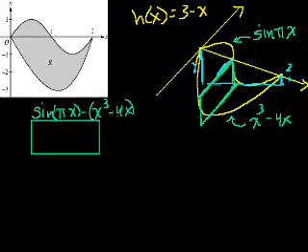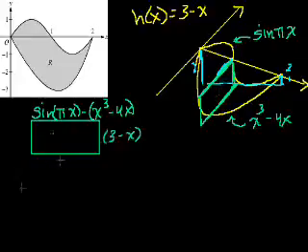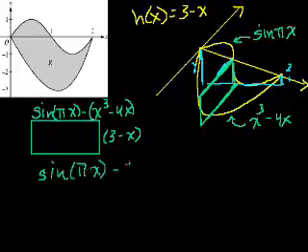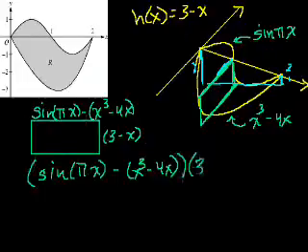And what's going to be the height right here? Well, they told us the depth of the pond at any point is 3 minus x, whatever x value we're at. So this is going to be 3 minus x. So the area of this cross-section of the pond is going to be sine of pi x minus x to the third minus 4x times the depth of the pond, right? That's the surface width times the depth. So that times 3 minus x. So that's the area of each cross-section.